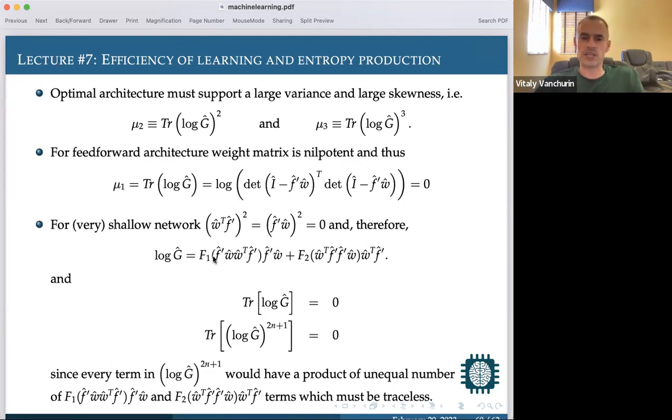Basically, what it says is that all terms here are the ones that start with F prime W and end with F prime W, and all terms in the other group start with W transpose F prime and end with W transpose F prime. Those are the two options, because these are the only matrices out of which log G is constructed. What F1 and F2 are is irrelevant. What is important is that, because of that, the first term would be traceless and the second term would also be traceless. Both of them will be traceless, and that reconfirms, in a weird way, the fact that mu1 has to be 0.